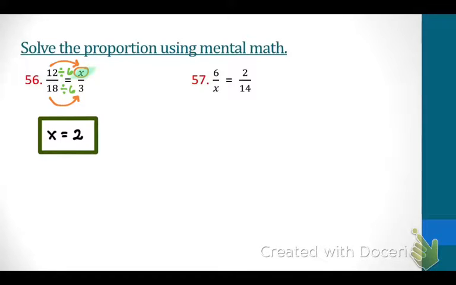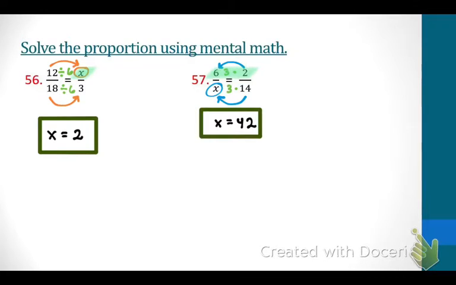Once again, we're still using mental math. My whole goal is to discover what this x is. I have to work from the second fraction back to the first one, which means I have to work from the 2 back to the 6. Guys, how do I get from a 2 to a 6? Multiply by what number? Times 3. Okay, so if I'm working backwards, 2 times 3 is 6, which means I have to do 14 times 3. Guys, what's 14 times 3? 42. So x equals 42 is the correct answer.